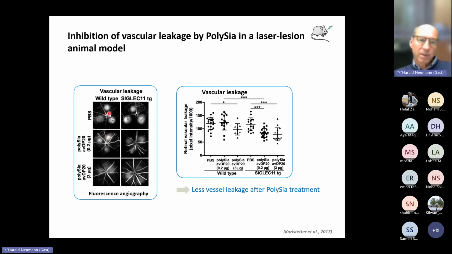So these are the intact vessels, and there's almost no leakage. After a lesion, there's leakage, which you can see here in the 3 laser spots, which I've done. And if you treat with polysialic acid, there is almost no leakage visible. And this is also shown in this quantification. So we can also inhibit the leakage of the vessels after polysialic acid treatment in these mice.